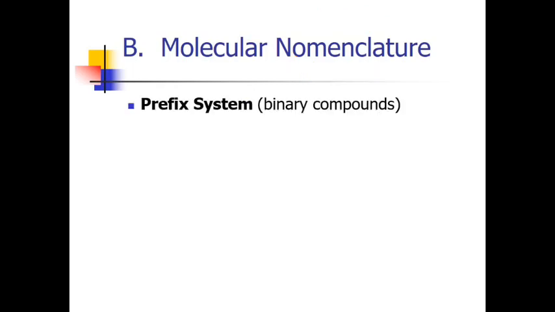So with molecular nomenclature, we are going to use a prefix system. Besides the acids, we're going to try to concentrate on binary compounds. The prefix bi means two. So these are going to be compounds that have two elements in them. And your less electronegative atom comes first.